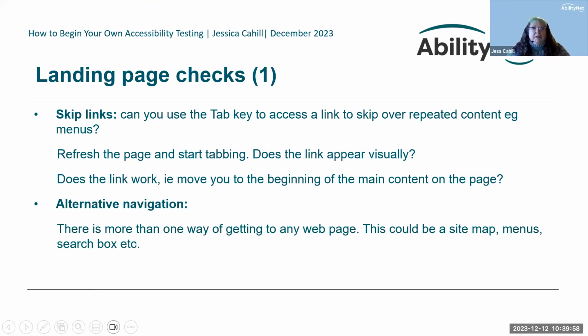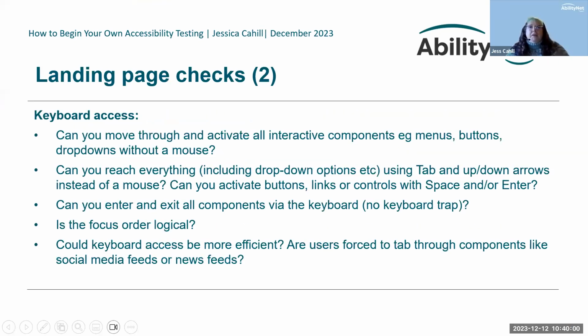Let's just bring up the rest of this. So the next thing we want to check for is keyboard access. Can you move through and activate all interactive components? So all of the menus, the buttons, the drop downs, anything like that without a mouse. So that involves using the tab key on the keyboard, potentially the up and down arrows. That might be for things like radio buttons or drop downs. Instead of a mouse. And to activate buttons, links and controls, you want to use space or enter.